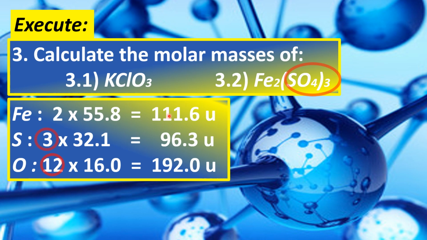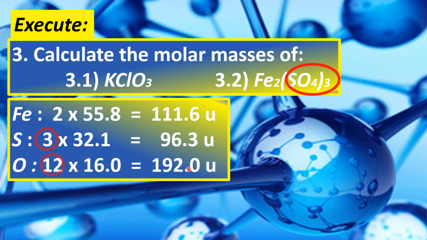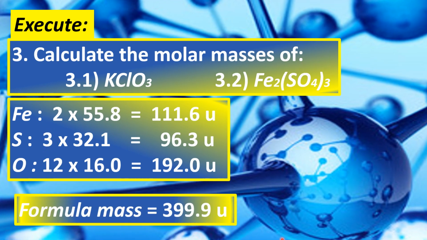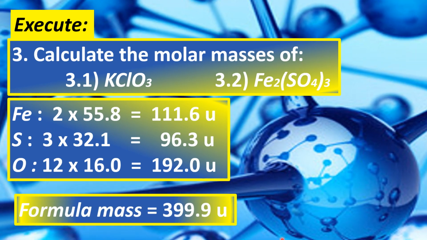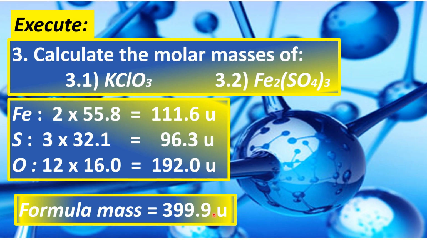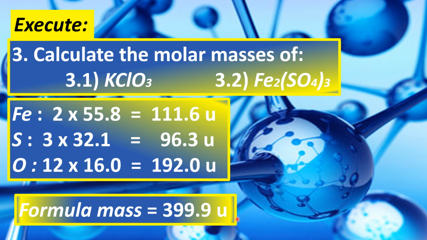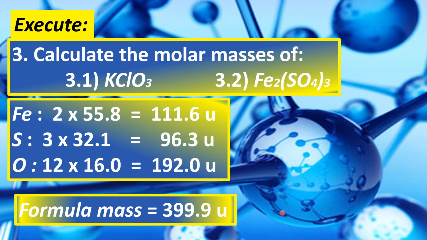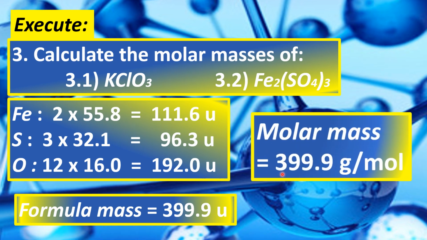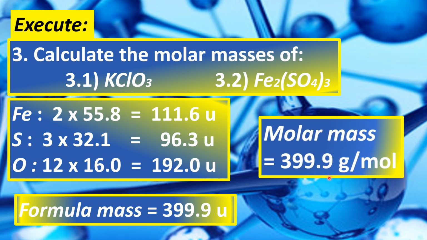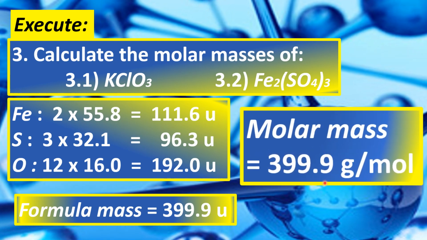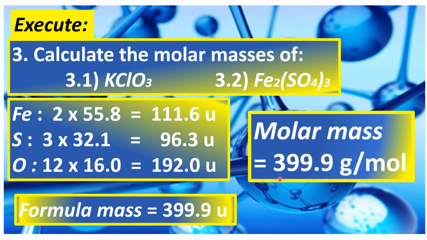And adding these 3 atomic masses, we get the formula mass of ferric sulfate equal to 399.9 U, which when expressed in grams per mole, that is 399.9 grams per mole, becomes the molar mass of ferric sulfate.